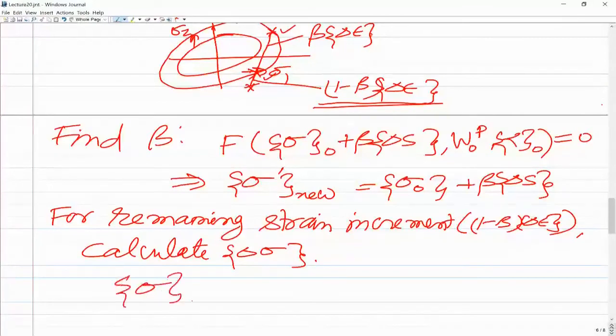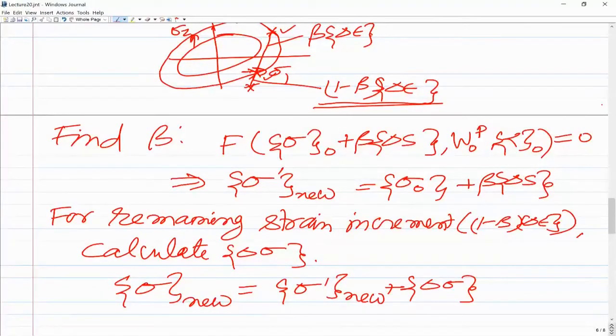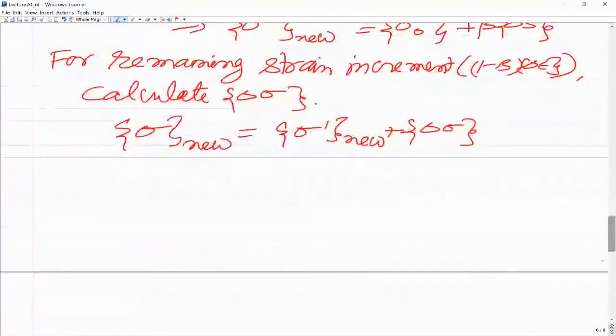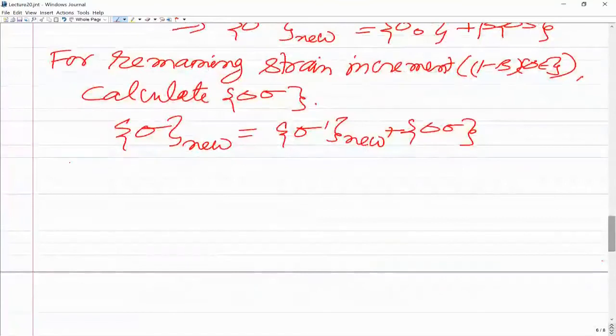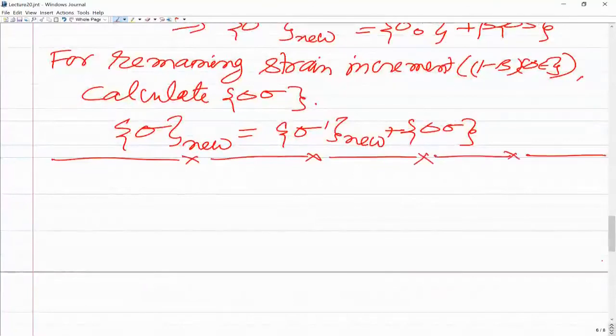So finally the stress at that gauss point is going to be sigma new, which is sigma dash new plus delta sigma. So this is how you will continue the calculations. So this was the overall algorithm. You see, at each gauss point, you have to store these variables and you have to do these things. So let me just summarize.